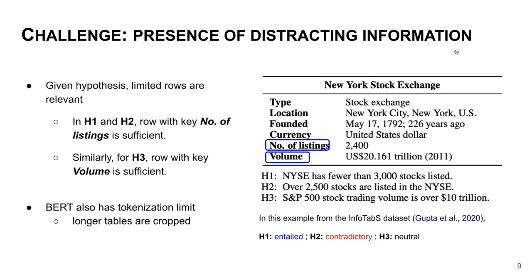There is one more problem, which is about distracting information. Now look at the hypotheses H1, H2. You can see only one of the keys, number of listings, is relevant. Similarly for H3 only volume is relevant. Now this problem is more prominent when there are longer tables, because sometimes BERT crops the end rows of the tables because of limited tokenization.